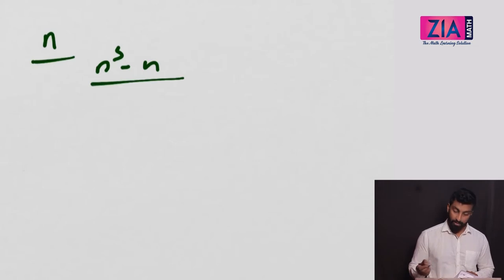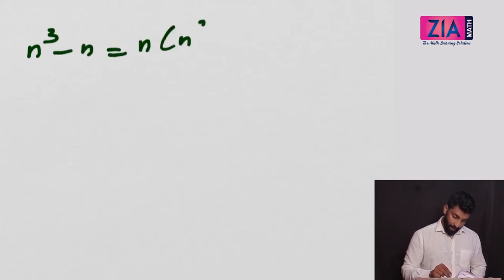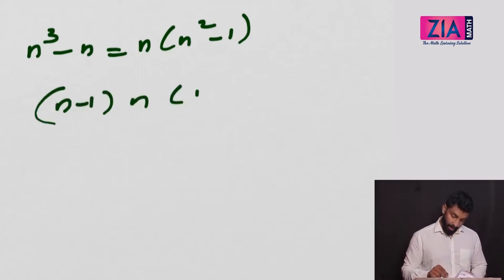What is given in this question? n is a positive integer, and then n cube minus n is divisible by, right? Now, what you need to do? You can write n cube minus n as n into n square minus 1, right? Which is nothing but (n minus 1) n (n plus 1).